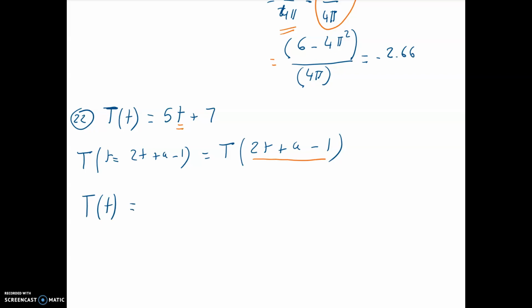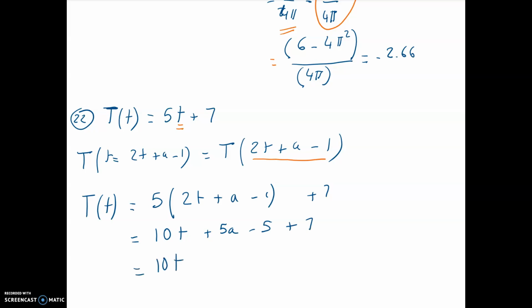T of t equals 5 times (2t plus a minus 1) plus 7. You distribute your 5, having 10t plus 5a minus 5 plus 7. And you end up with 10t plus 5a plus 2. And that will be your answer.